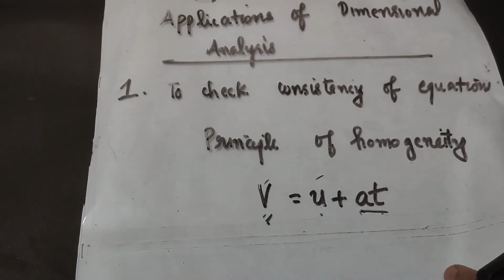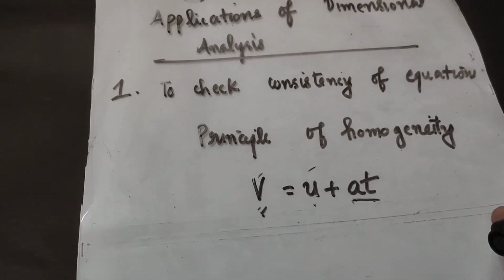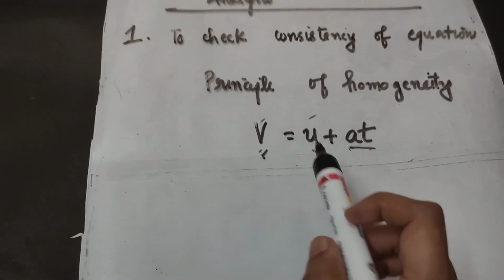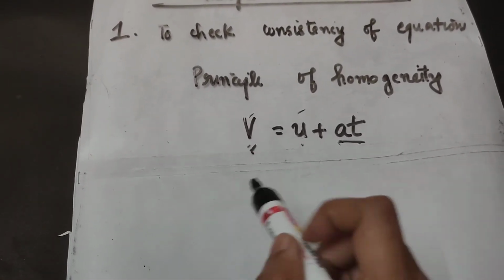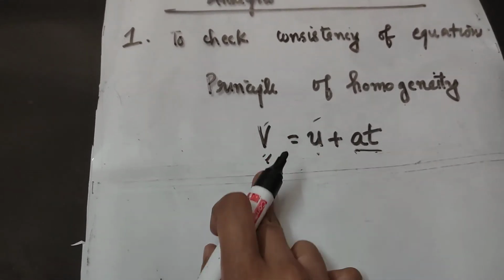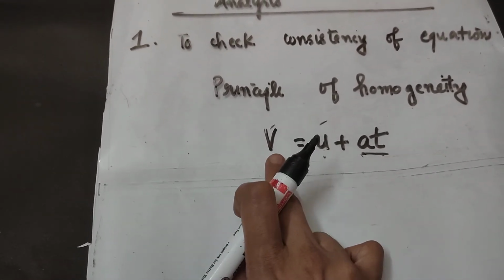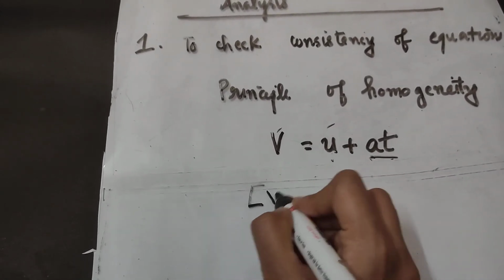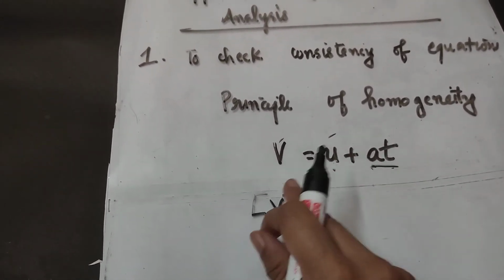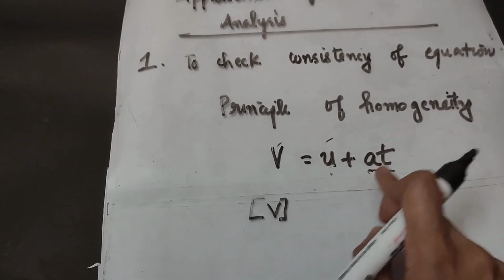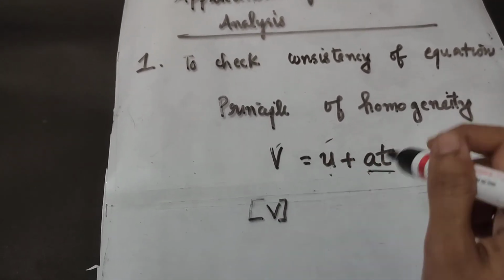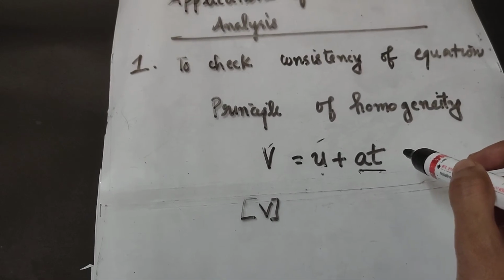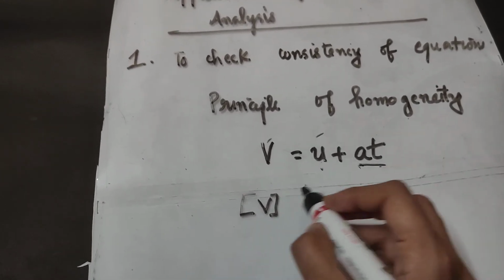This principle is known as the principle of homogeneity. So let us check whether this equation is correct or not. For that, first let us consider this term v. According to this principle, the dimension of v must be equal to the dimension of u and the dimension of at. Then only this equation can be considered a correct equation.